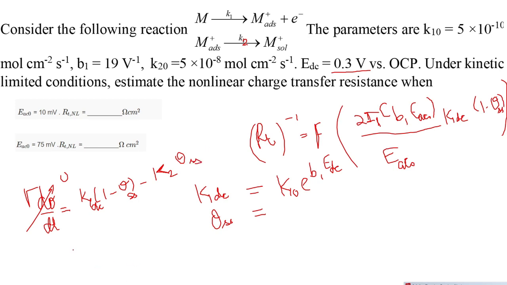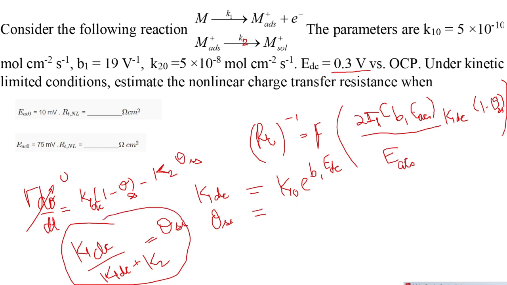When you rearrange it, you will get K1 DC by K1 DC plus K2 equal to theta SS. So you have the value for this one. Here K1 DC will be substituted from here. So you have all the other terms. 2 is there. You have to find the Bessel function, K1 DC, 1 minus theta SS by EAC naught. Now how do you do it?